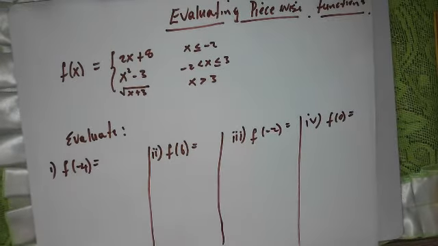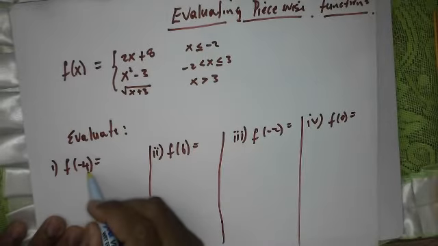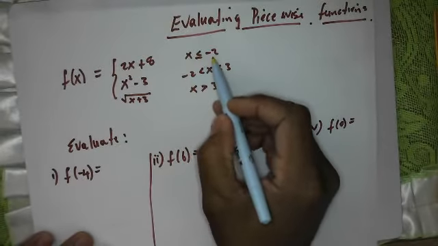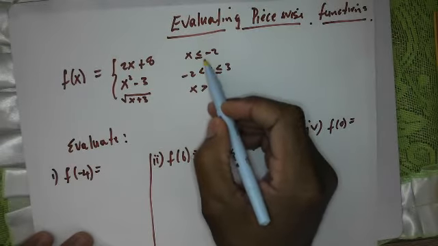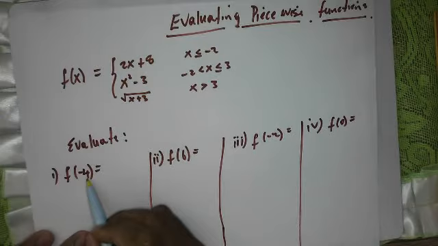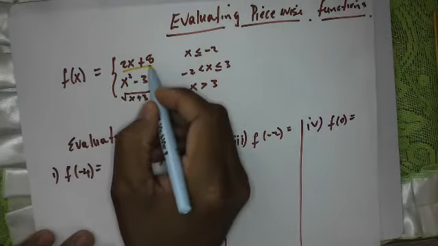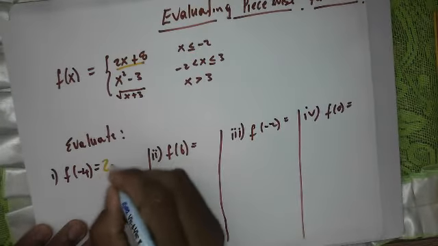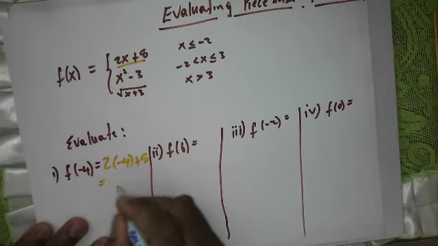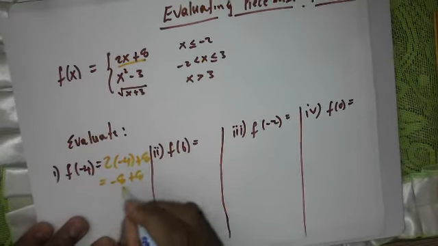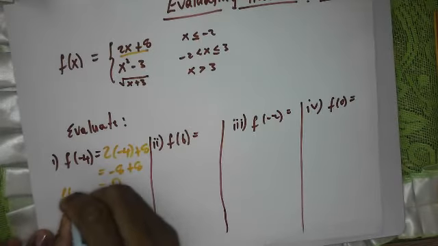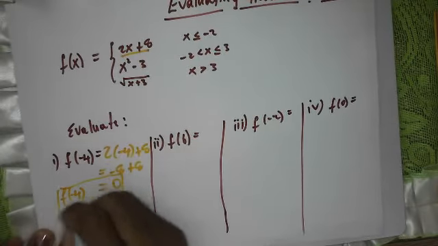For example, here it says we should evaluate f of -4. The constraint here is saying that x is less than or equal to -2. So if it's less than or equal to -2, we're talking about -2, -3, -4. Here our -4 falls, so we're using this function for that. So this would be 2 times -4 plus 8. 2 times -4, that is -8, plus 8. So this is 0. So f of -4 equals 0.